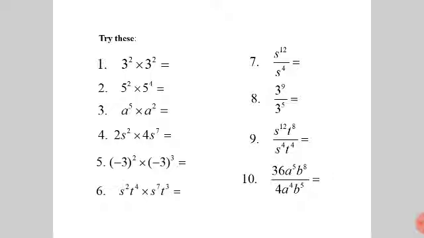3 power 4. 5 power 2 into 5 power 4. Take common base, 5 power 2 plus 4, 5 power 6. a power 5 into a power 2. Take common base, a power 5 plus 2, a power 7. 2a square into 4a power 7. Multiplication means added. 2 4s are 8. 8a power 2 plus 7, so 8a power 9.